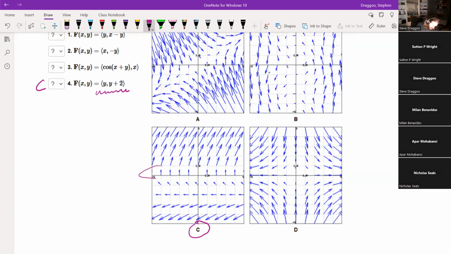And again, the element that I thought was most indicative of this problem is right along here, right along that x-axis. I'm seeing all of those vectors that just point straight up. Each of those vectors is 0, 2, because y is 0 along all those points.